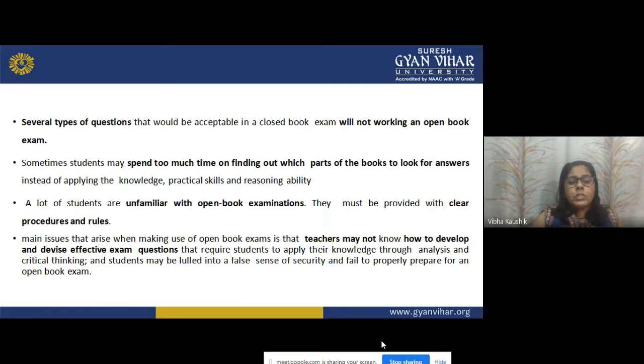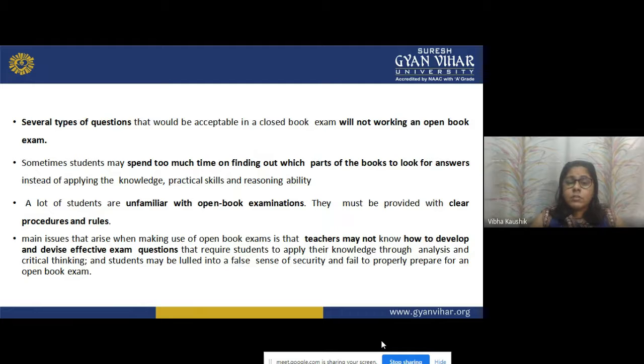A lot of students are unfamiliar with open book examinations. They are not familiar with the procedure of an open book exam. They must be provided with clear procedures and rules. Once the teacher has decided to take an open book exam, clear procedures and rules must be provided to the students. A main issue that arises when making use of open book is that the teacher may not know how to develop and devise effective exam questions.